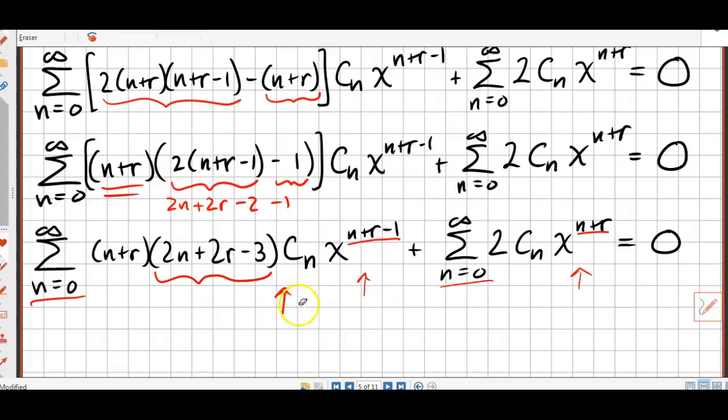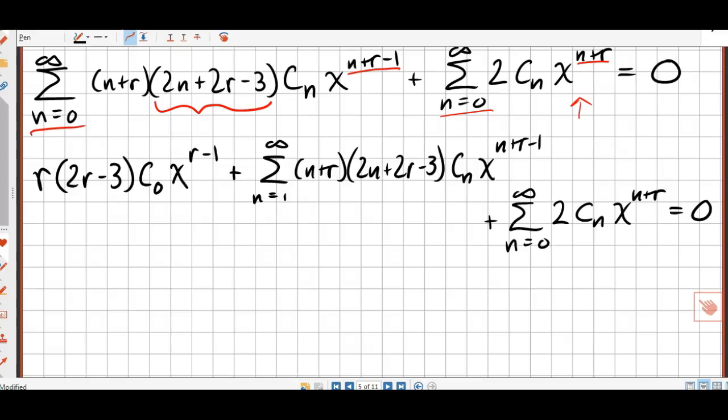So I'll go ahead and take the first term out of this first one. I'm letting n equal 0 to get that first term out, so this part is going to be 0, and I just get the term r. This term right here is going to be 0, so I just get 2r minus 3, that's right here. And this n up in the exponent is going to be 0, so I just get x raised to the power r minus 1. And now the index is shifted and it's starting at 1 instead of 0.